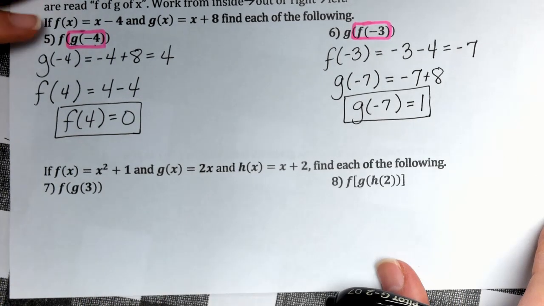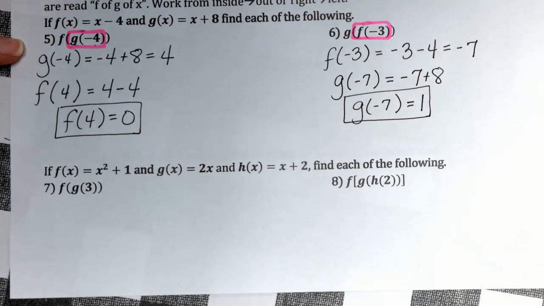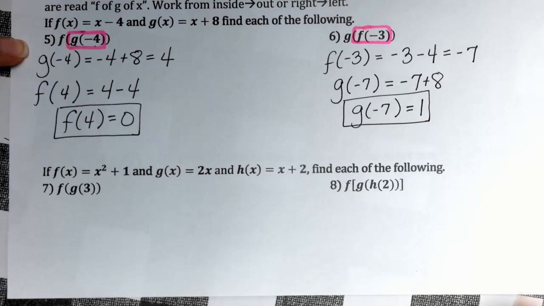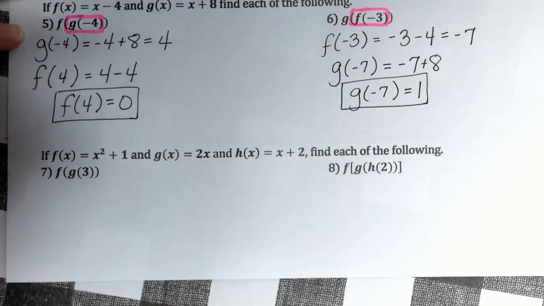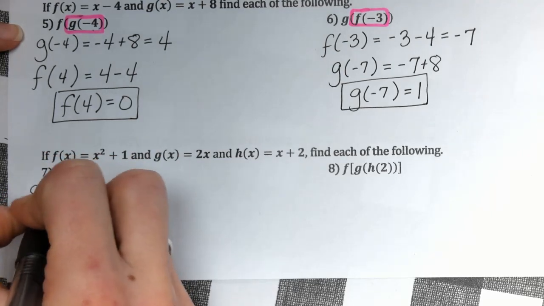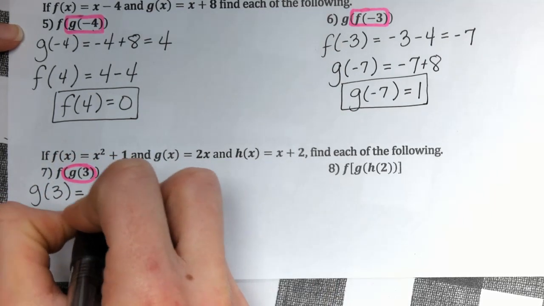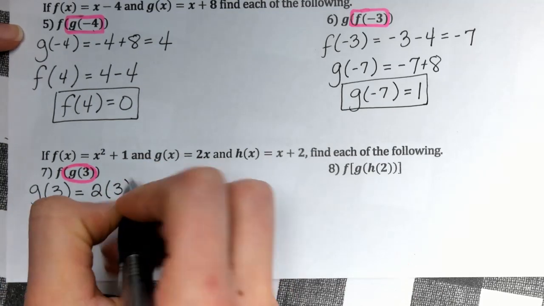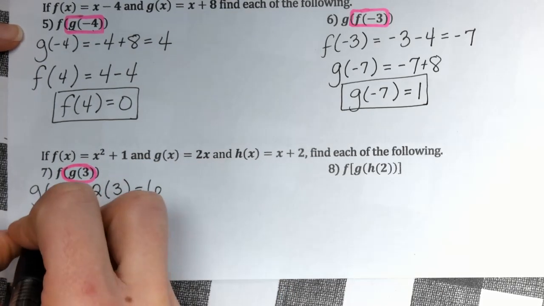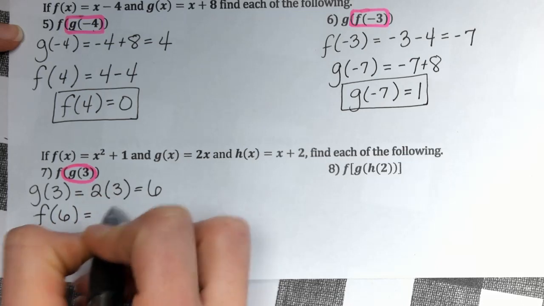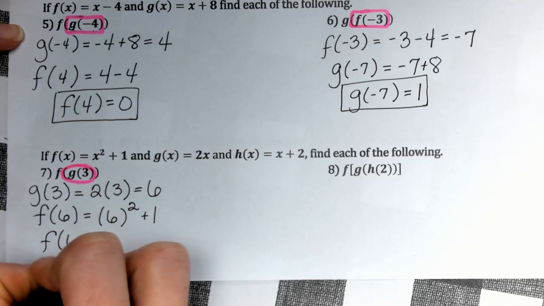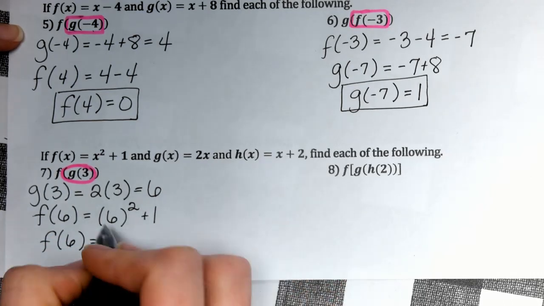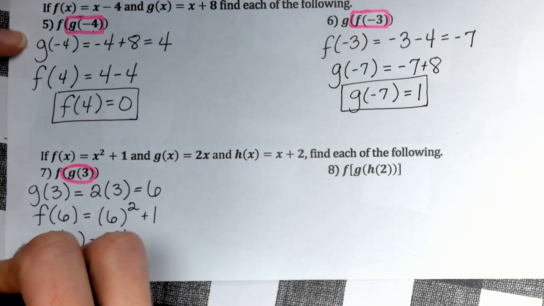Okay, so now if f of x is equal to x squared plus 1 and g of x is equal to 2x and h of x is equal to x plus 2, we're going to first find f of g of 3. So I'm going to find g of 3. So that's just 2 times 3, which is 6. So f of 6, I'm taking 6 squared plus 1. 6 squared is 36 plus 1. F of 6 is equal to 37.